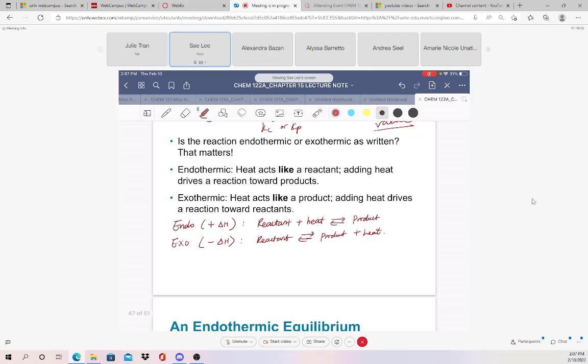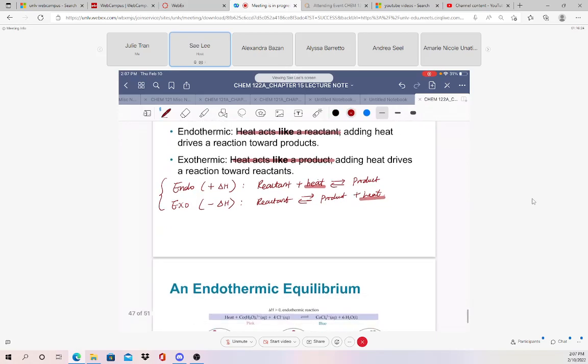You need to remember that for an endothermic reaction, heat acts like a reactant. For an exothermic reaction, heat acts like a product. Heat is on the reactant side for an endothermic reaction. Heat is on the product side for an exothermic reaction. If you have these two pieces of information, you can solve all the homework problems no problem.